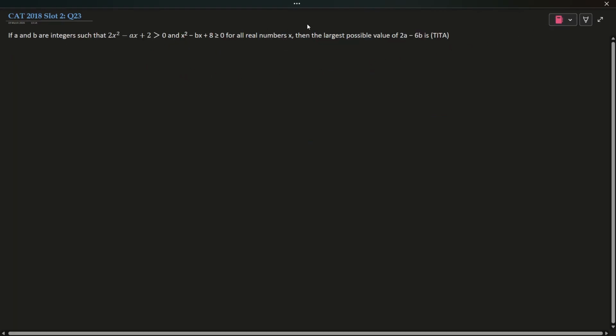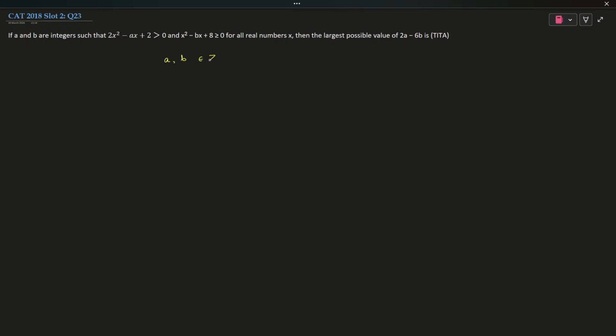If a and b are integers such that 2x square minus ax plus 2 is greater than 0, and x square minus bx plus 8 is greater than or equal to 0 for all x belonging to real numbers, we need to find the largest possible value of 2a minus 6b.